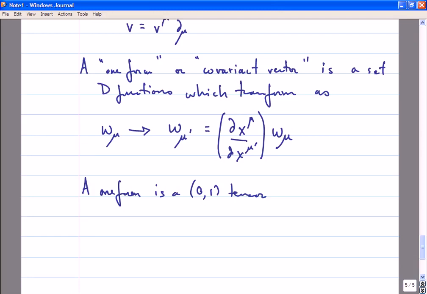Now, why are one-forms useful? Why do we do something so pedantic as to discuss one-forms and vectors separately, one of which transforms using a Jacobian, and another of which transforms using an inverse Jacobian? This is useful because a vector and a one-form can be combined to make a scalar.